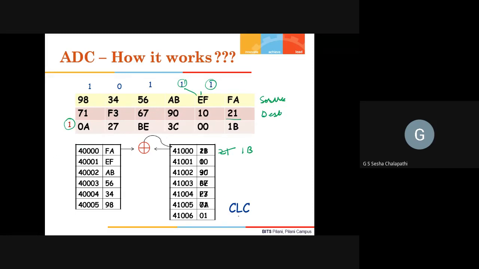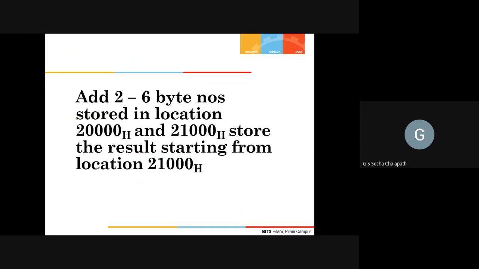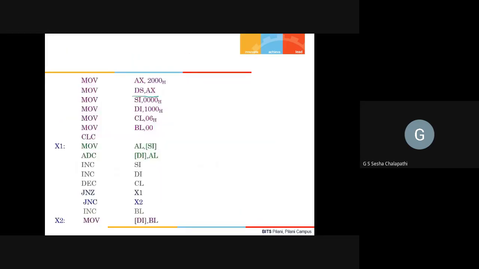So I first load my DS with AX: move 2000 into AX, and then AX we load into DS. Then move SI with 0000, and DI. You're actually adding 20,000H with 21,000H. So move SI with 0000, DI with 1000H, and the count I will put in CL.